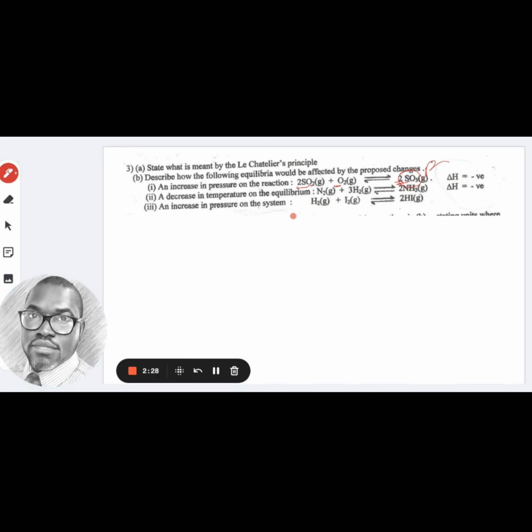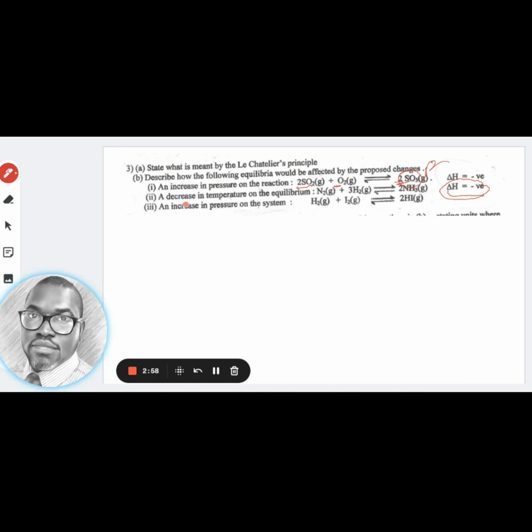You're not looking at the temperature. Next, a decrease in temperature on the equilibrium. So for this reaction now, they're looking at temperature. How would temperature affect this reaction? Notice that this reaction is exothermic. It has a negative delta H, which means that, quote unquote, it produces heat, or heat is released into the surroundings overall while the reaction is being processed, right?